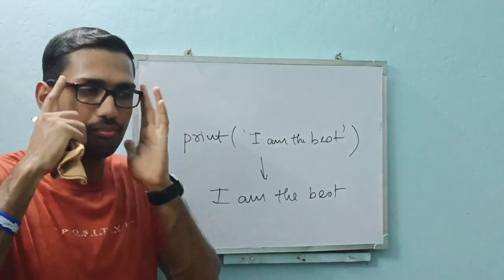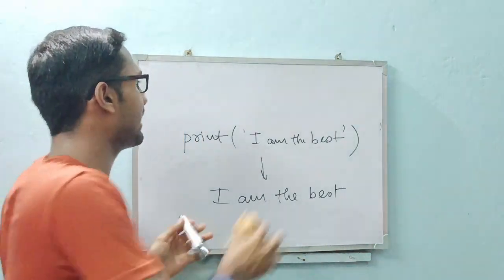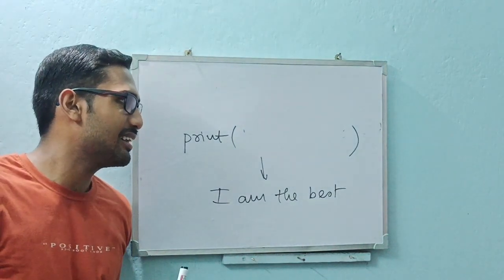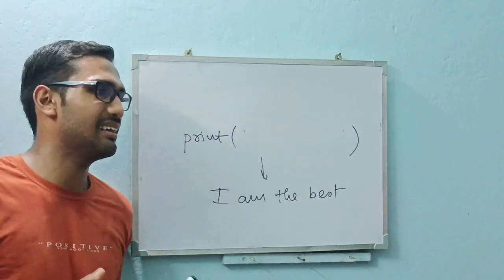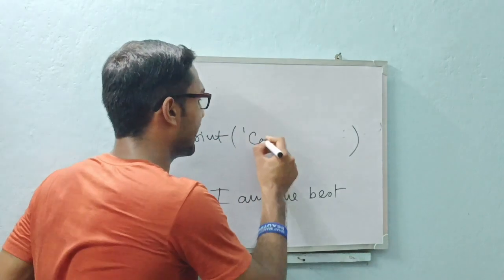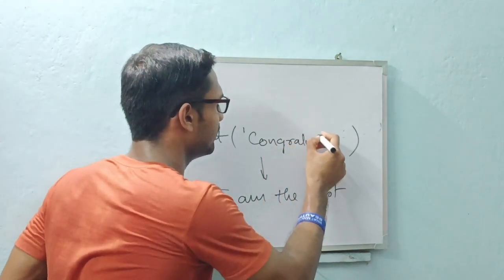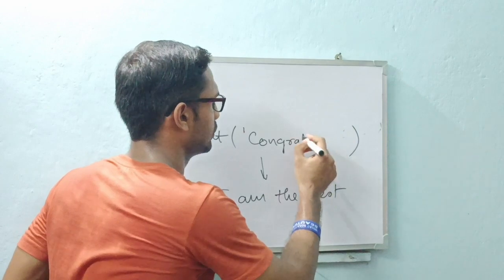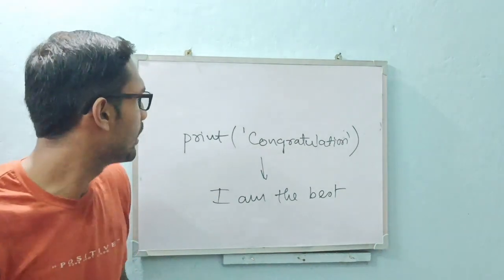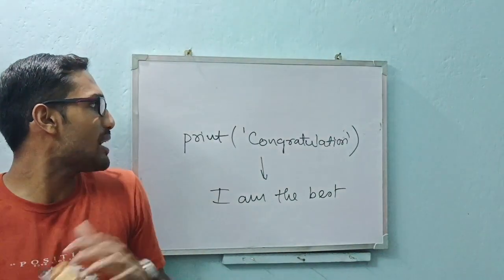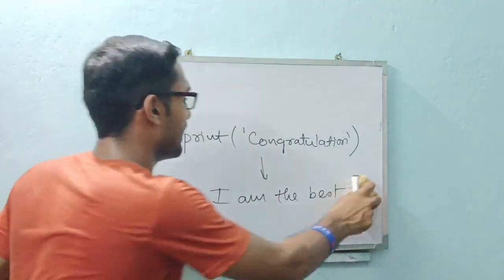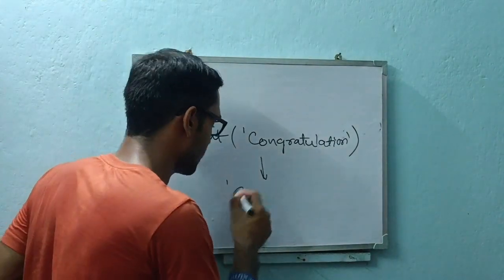Clear? Simple. So if I pass something like "Congratulations", I used to work in a company, and most of my colleagues became permanent after the training session. So congratulations to all of them. Let me pass the congratulations string here: "Congratulations to all of you." As I passed a string within the parameter of the print function, the same string will get printed. Congratulations.